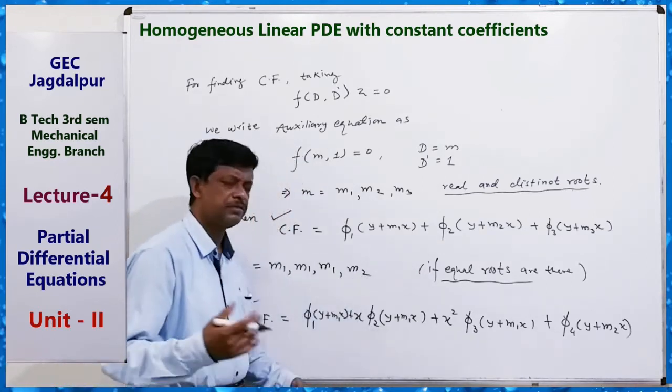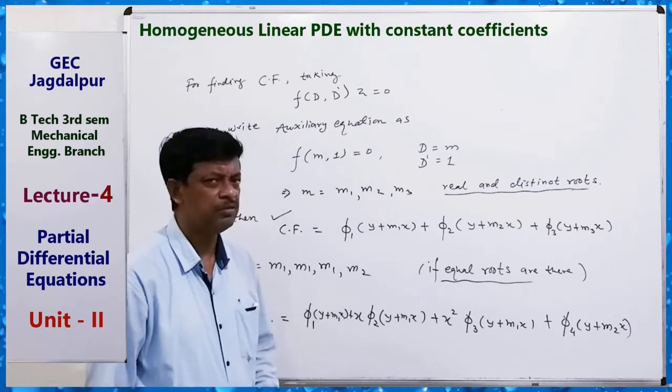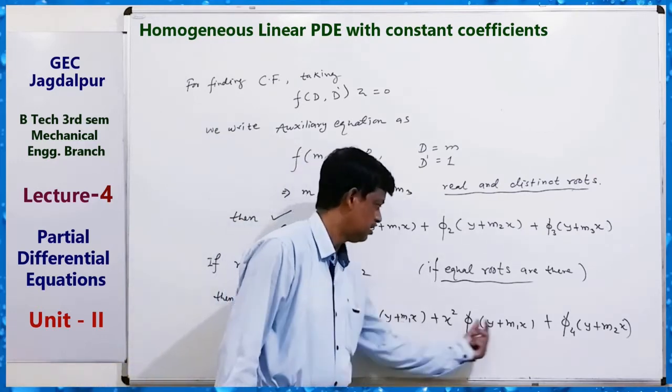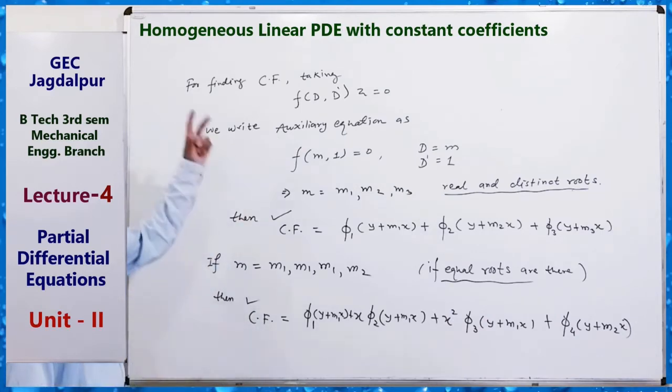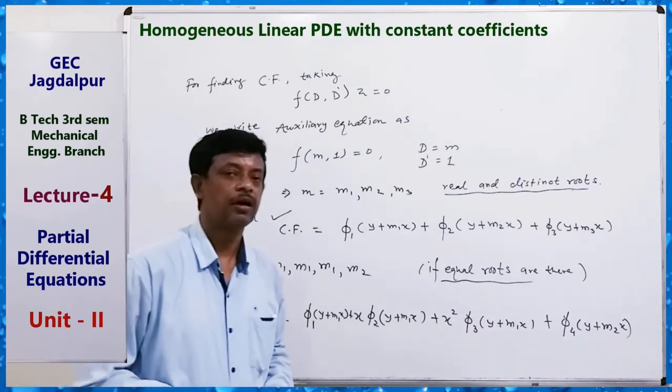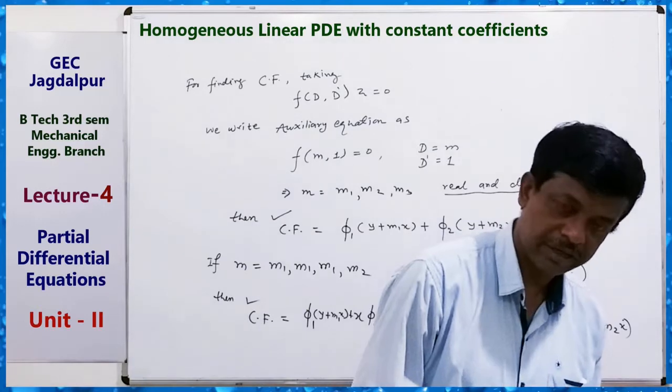And in the case of imaginary roots, you just have to write the imaginary value here. Nothing different. Clear. So this is the method of writing the complementary function. Okay.